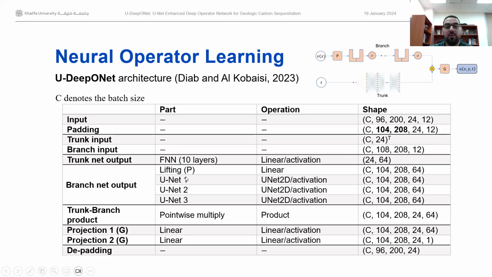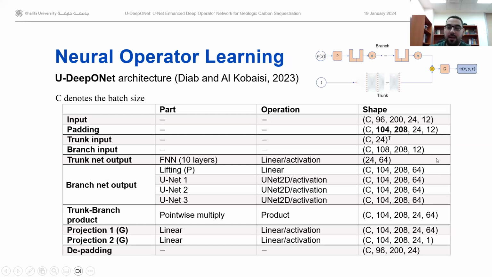In the branch network, we have the P lifting layer that maps to a higher dimensional space. And then we have three UNets with activation functions. And then here you have the outputs of both the branch and the trunk. We perform the dot product between them. And then we project using a shallow neural network of 2 layers to the solution space. Here, the 64 is the number of channels. So we start off with 12 and we map to 64.